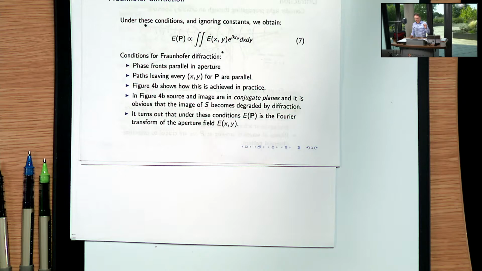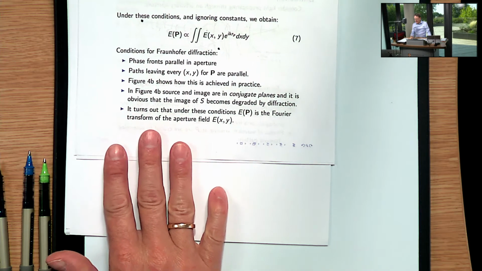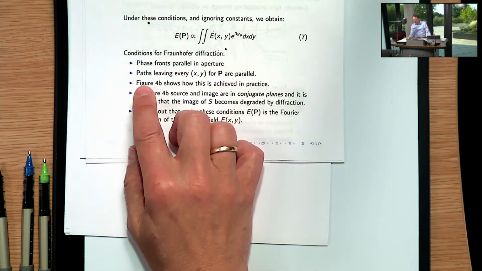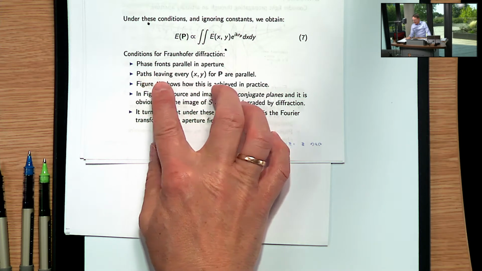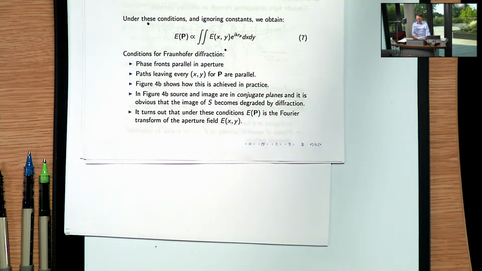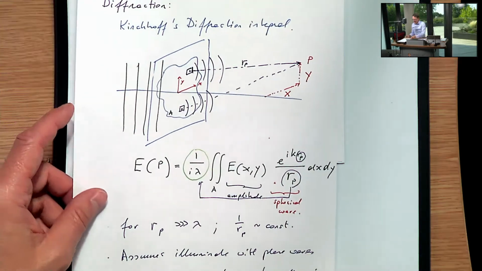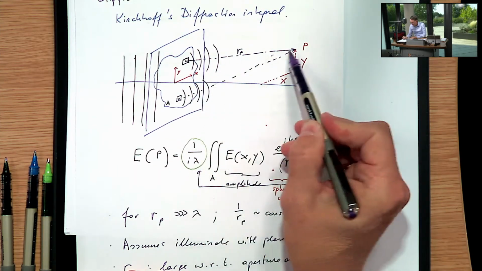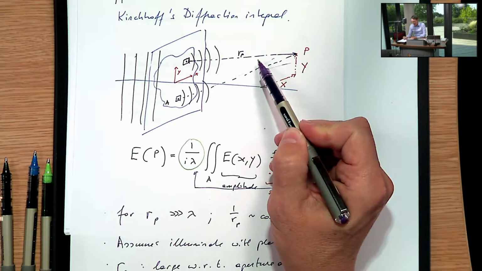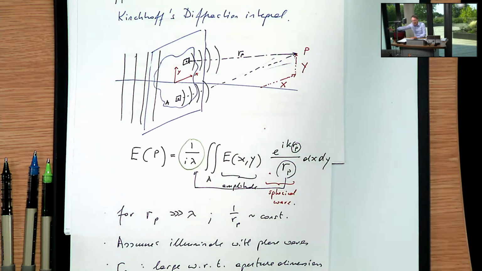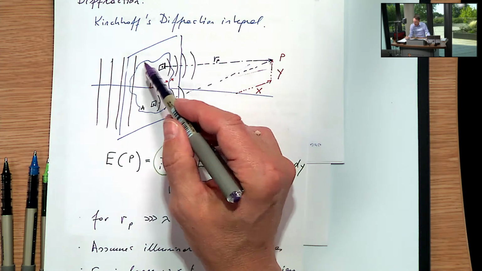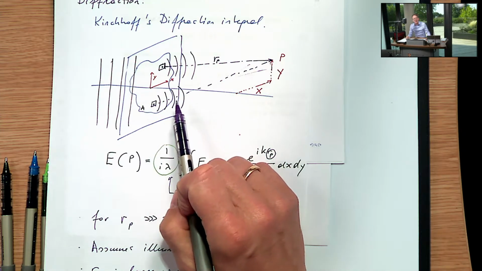And it is now worth stating in more detail. So this integral holds when the phase fronts are parallel in the aperture. And it also holds when the paths leaving x, y for p are parallel. So that would be strictly what Fraunhofer means. Of course, in this diagram, the way I've shown it, these paths certainly don't look to be parallel, right? But if you imagine that r_p is a very, very long distance away, then of course this will approximate. So for r_p being much larger than the aperture dimensions, this is a good approximation.